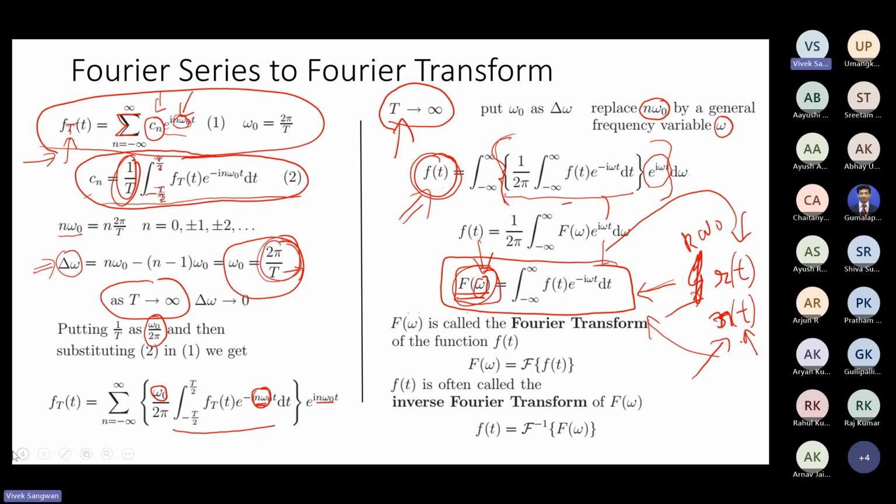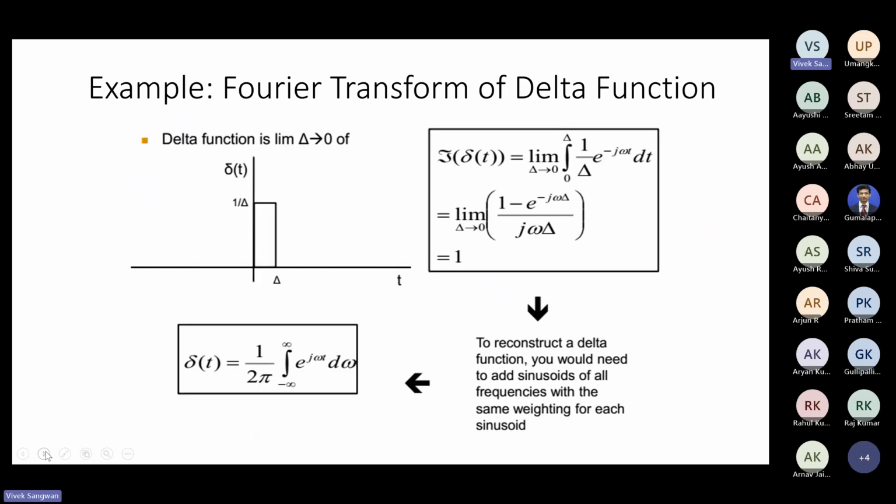But let's first look at a few examples. So the two most popular test functions in control theory are the step function, sometimes called h(t), and the Dirac delta function, which is called delta(t). These are the two most popular functions. So in this example, we are trying to derive the Fourier transform of a delta function.